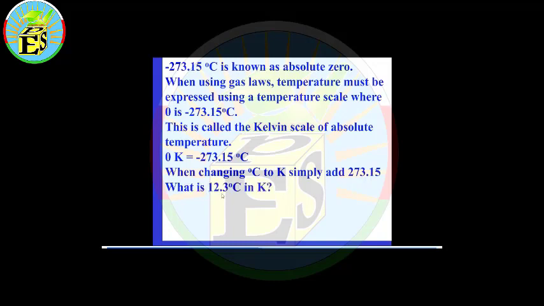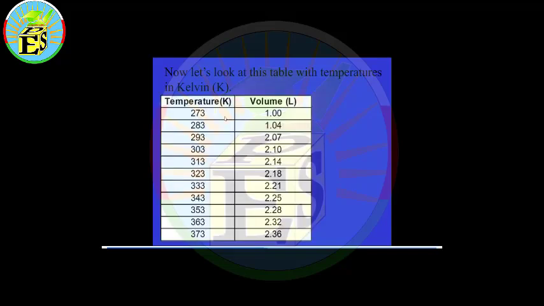What is 12.3 Celsius in Kelvin? It will be equal to 285.48 by adding 273 degrees. Now let's look at this table with temperature in Kelvin. This shows the change between temperature in Kelvin and volume, obtained by adding 273 to the Celsius values in the previous table.